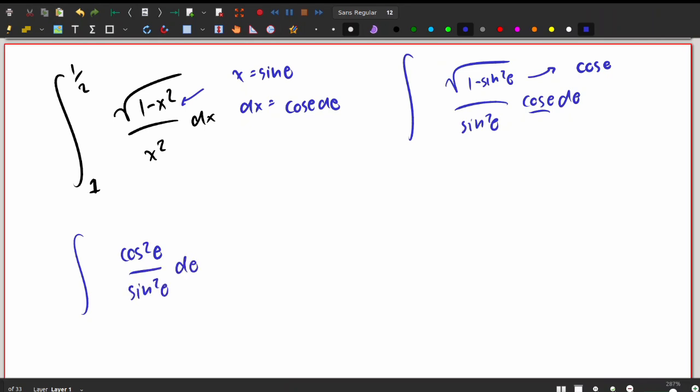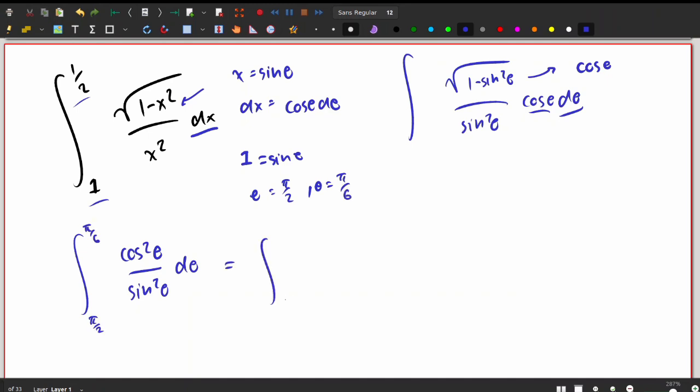But remember, we can't forget our bounds because this is a definite integral. Because we no longer have an integral in terms of x and we have one in terms of theta instead, we can't keep the same bounds. Instead, when x is equal to 1, sine theta is equal to 1, and therefore theta is equal to pi over 2. When x is equal to 1/2, theta is equal to pi over 6.